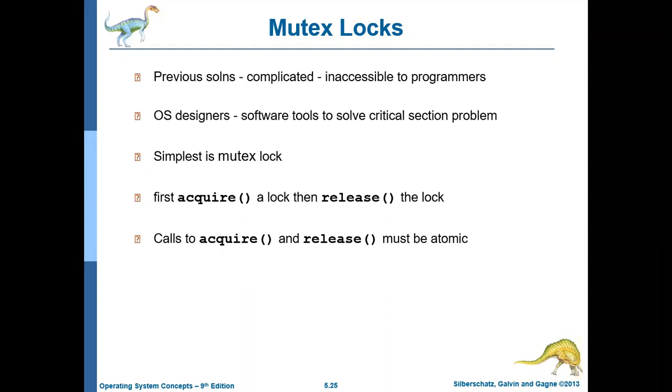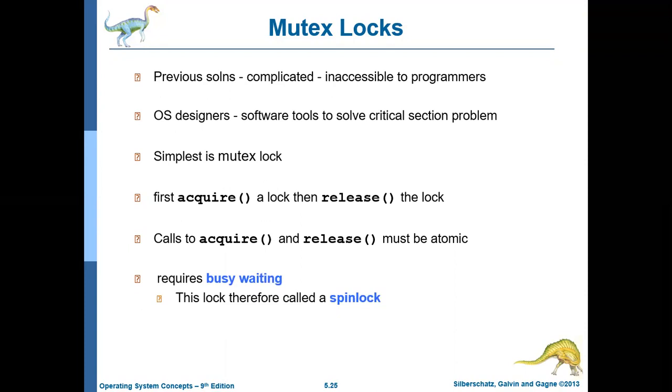That is, when any process is executing the acquire lock function, at that time the process cannot be context switched. Similarly, if some process is executing release, release also will be an atomic instruction, that is, it cannot be context switched.